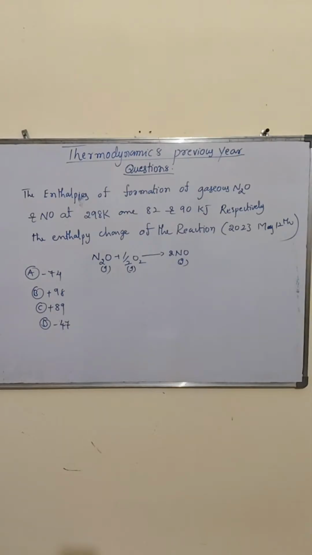So the enthalpy of formation values are given. The enthalpy of formation of N2O and NO, both are given. Then one of the reactions is also mentioned. Sir, what is the enthalpy change in the particular reaction? They're asking this question.